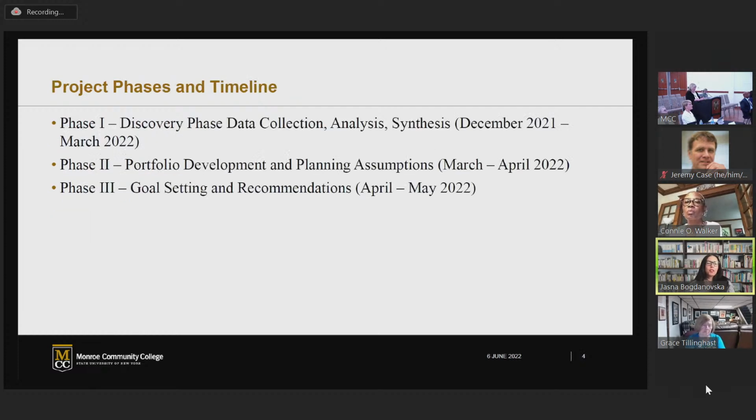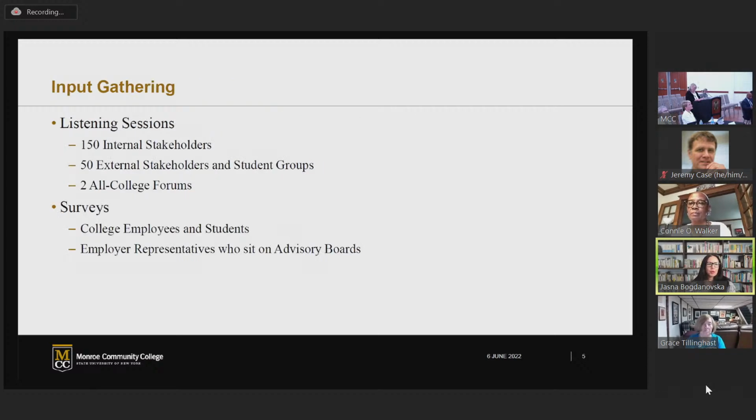And there were 3 different phases of the project. Phase 1 was the discovery phase, where we did the collection, data analysis, and synthesis, which had the surveys and the listening sessions. Phase 2 was the portfolio development and the planning assumptions. And this is the time when we were compiling the findings together. And phase 3 is when we were doing the goal settings and recommendations. We met and CBT came to MCC, and we did the goal settings. If we can go to the next one, thank you.